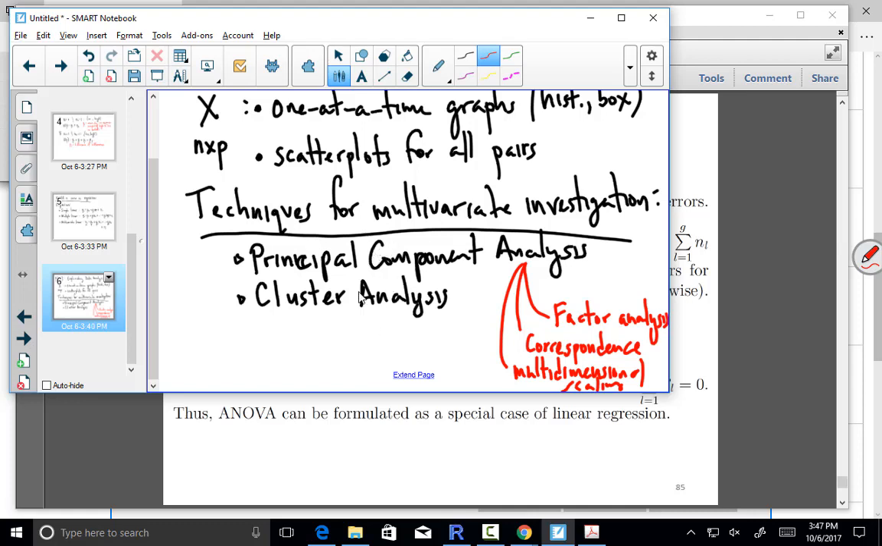Dimension reduction. And then cluster analysis is a discovery technique where we're trying to discover groupings in the data. If I have n individuals, and for each individual I have these p variables, can we discover a subset of our individuals that all tend to have similar values on the variables? And here's a different subset, and here's a different subset.